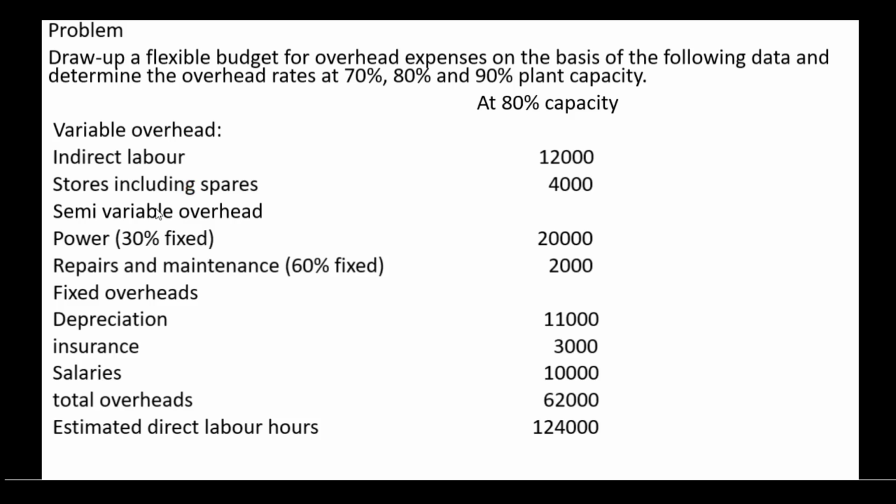And then semi-variable overhead. Under this, the power 30% fixed. The power amount rupees 20,000. So in this 20,000, the 30% are fixed.